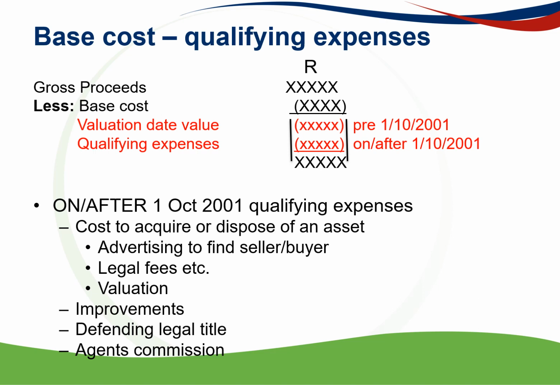So let's have a look at what they could consist of. It can be the cost to acquire or dispose of an asset, advertising to find a seller or a buyer, legal fees, transfer costs, etc., valuation fees, improvements that were incurred by the taxpayer, legal fees paid to defend the legal title, agent's commission, and so on.